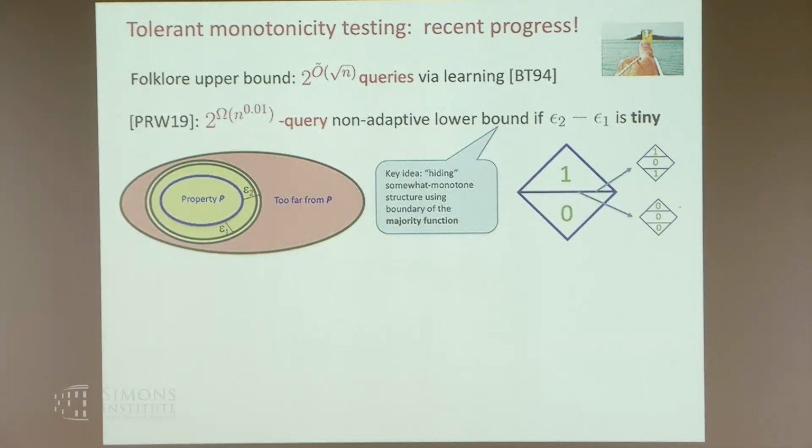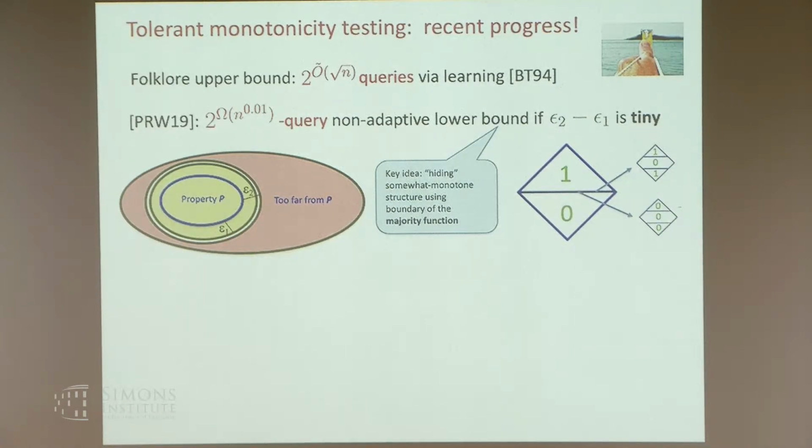There's also been progress recently on monotonicity testing. So I mentioned that we can learn monotone functions with 2 to the root n queries. We can actually learn them in a strong noise robust sense, which gives us even tolerant monotonicity testing with 2 to the root n queries. And there were lower bounds which hinted that something like this might be close to the truth, these barely mildly exponential lower bounds in a demanding regime, where epsilon 1 and epsilon 2 are very, very close to each other.